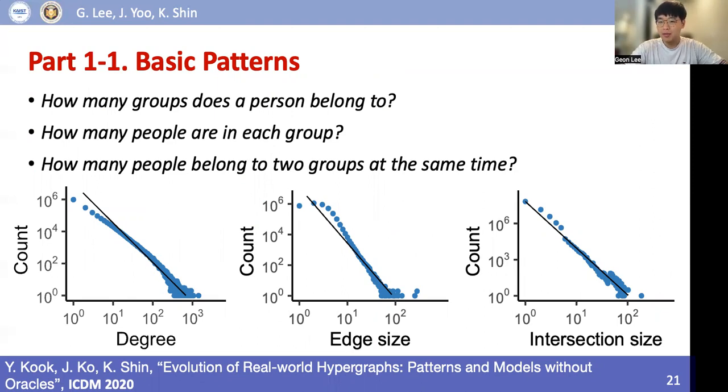the basic static patterns. Various work have revealed patterns that are shared across real-world static hypergraphs using different tools. For example, distributions of node degree, hyperedge size, and hyperedge intersection size of real-world hypergraphs have been found to be heavy-tailed, as shown in the figures.